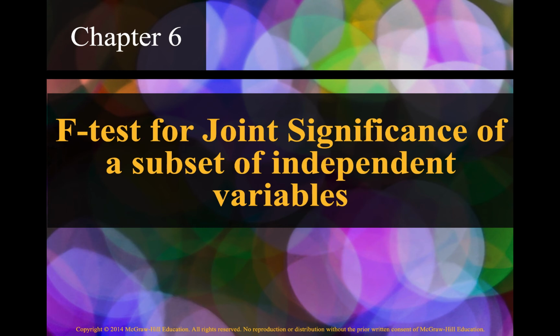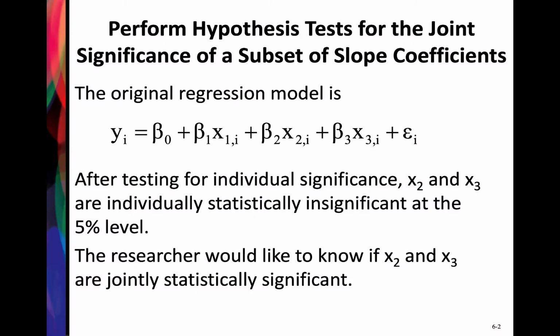Welcome to a discussion of the F-test for the joint significance of a subset of independent variables. In this discussion, we're going to talk about how to perform the hypothesis test for the joint significance of a subset of slope coefficients to see if they're jointly statistically significant. Here's an example. Here's the original regression.